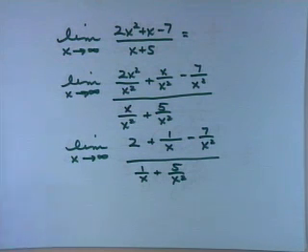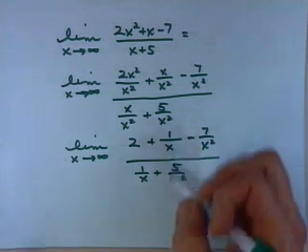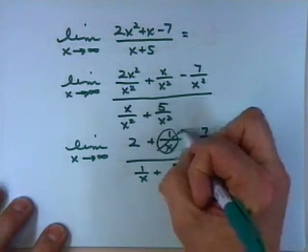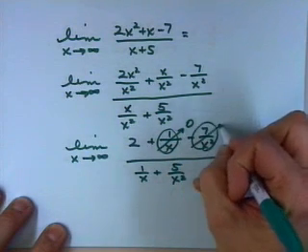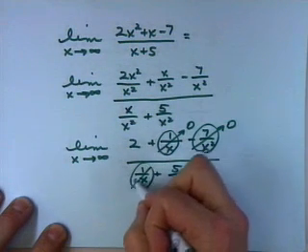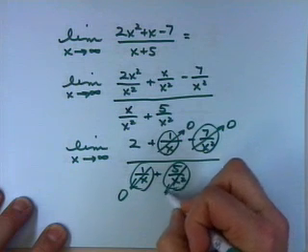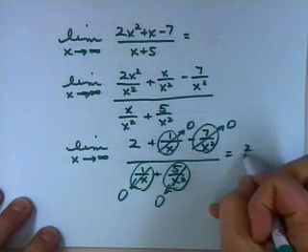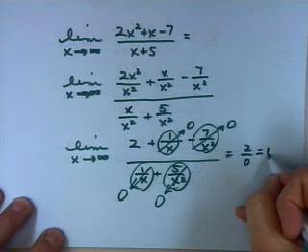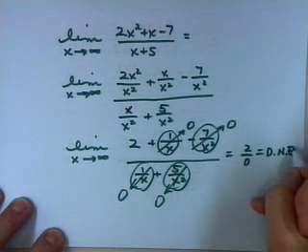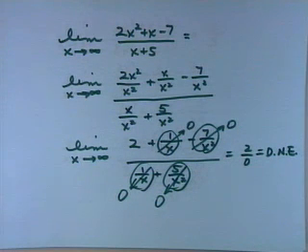Aren't we stuck with a problem in the denominator? Is that right? Got a nice little 2 in the numerator. This goes to 0, this goes to 0, this goes to 0, and this goes to 0. So there is no limit.